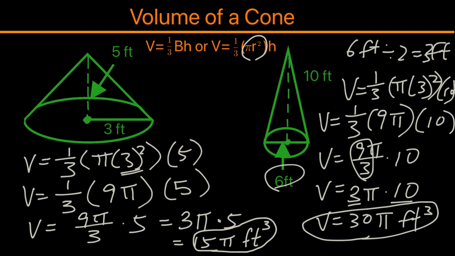So these are two examples of how you will find the volume of a cone. You can memorize it. The formula is volume equals 1/3 area of the base times height, or the volume equals 1/3 pi r squared times height.